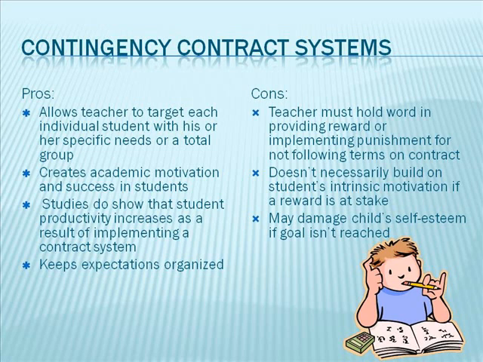What are the cons? Students must hold their word in providing the reward or implementing the punishment for not following the terms in the contract. These contract systems don't necessarily build on student intrinsic motivation if a reward is at stake. These contract systems may damage a child's self-esteem if the goal isn't reached and the student pressures themselves to complete what is listed on the contract.